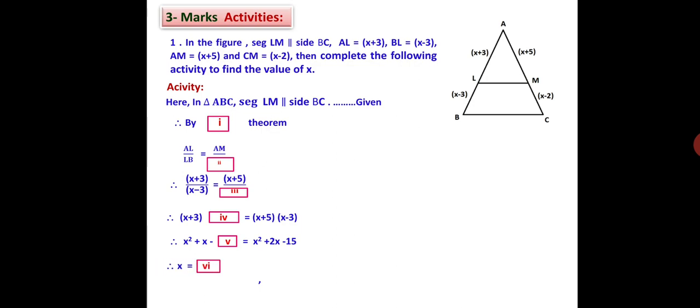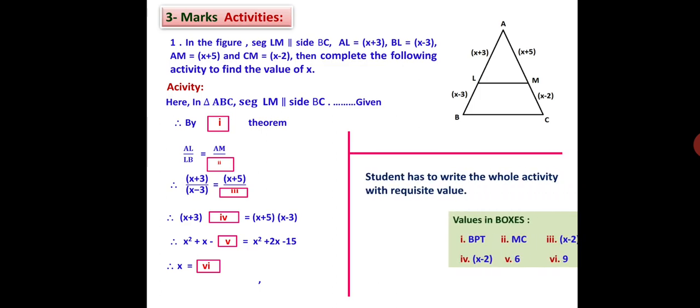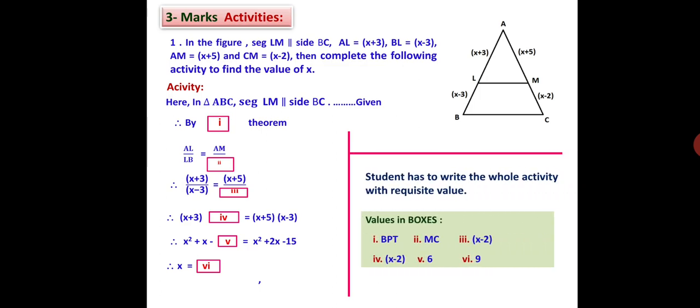Now therefore x is equal to, the value comes sixth one. How is it to be done? Just we will see here what the value should be. Once again I shall go through. Here in triangle ABC, segment LM is parallel to side BC, means you have to use the basic proportionality theorem, by BPT. Here at the first place comes BPT. Therefore AL upon LB is equal to AM upon MC. x plus 3 divided by x minus 3 is equal to x plus 5, at the third place it will be x minus 2.